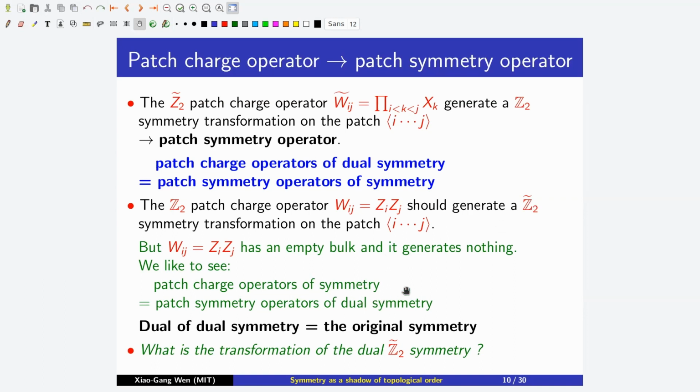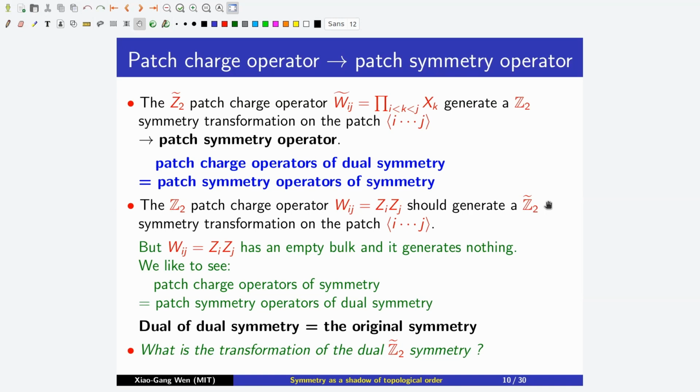So this is very confusing. I think this is maybe one main problem with this dual symmetry. For dual symmetry, we don't have a transformation, so it's a strange situation. I argue that we have a conservation law. We have a fusion ring, but we don't have a symmetry transformation.